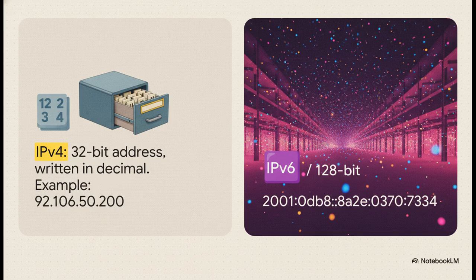We went from a 32-bit system in IPv4 to a mind-boggling 128-bit system in IPv6. And instead of those simple decimal numbers, it uses these longer, more complex hexadecimal codes. Yeah, it looks a little intimidating, but that complexity is what gives us a practically infinite supply of new addresses.